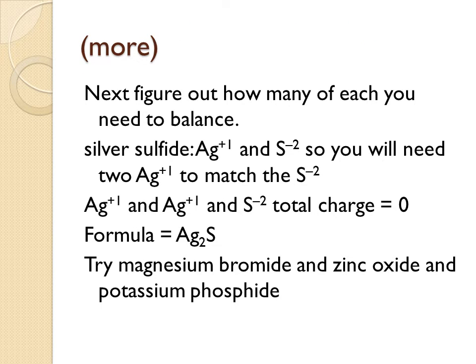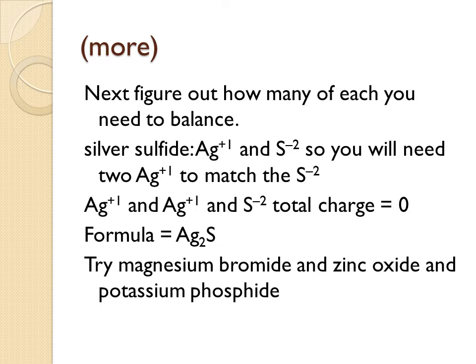All right, so once you know the charges of these ions, you just have to add up enough of each one so that the total formula gives a charge of 0. For example, for silver sulfide, silver is a +1 and sulfide is a -2. So you need 2 of the silver +1 to balance out and give you a 0 charge. The formula for that would be Ag2S. So go ahead and try magnesium bromide, zinc oxide, and potassium phosphide on that table.